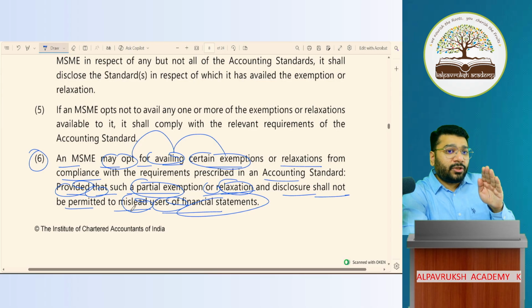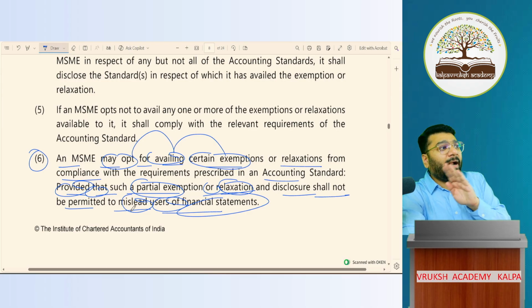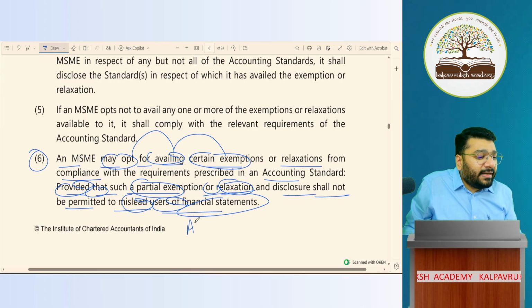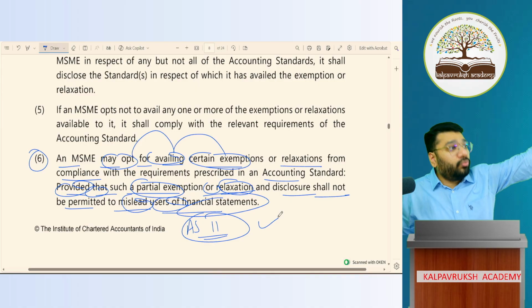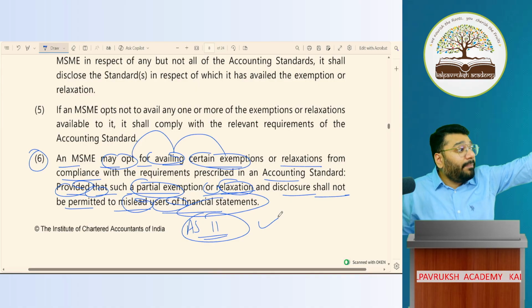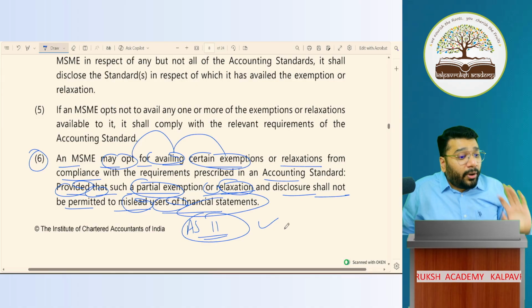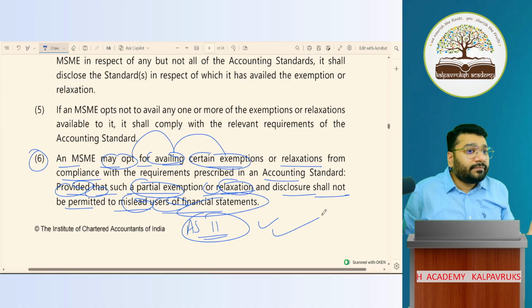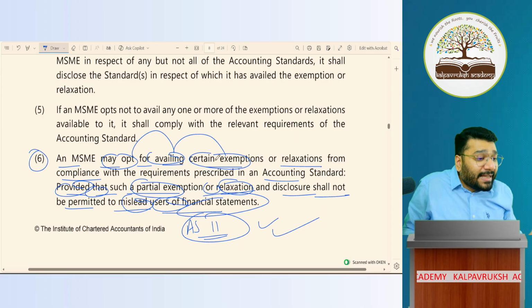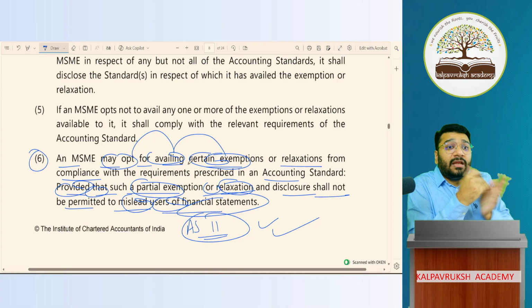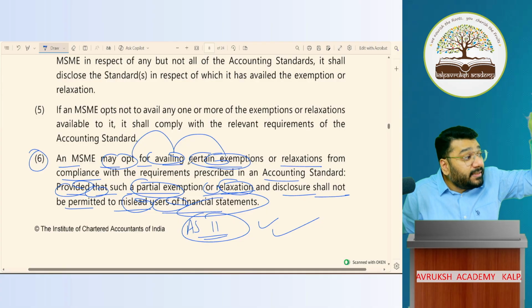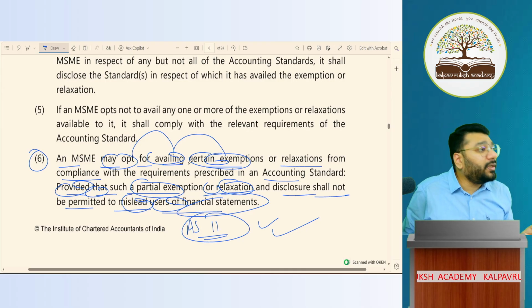You give a partial disclosure and the remaining part you're not giving. For example, in AS 11 they say that for this particular paragraph, do not disclose. If by not disclosing that, it is leading to a misleading picture, then that point needs to be addressed properly. Any kind of relaxation or exemption that you're availing should not benefit you alone. It should benefit the user also, meaning it should not mislead the user in any manner. Got it? Clear?